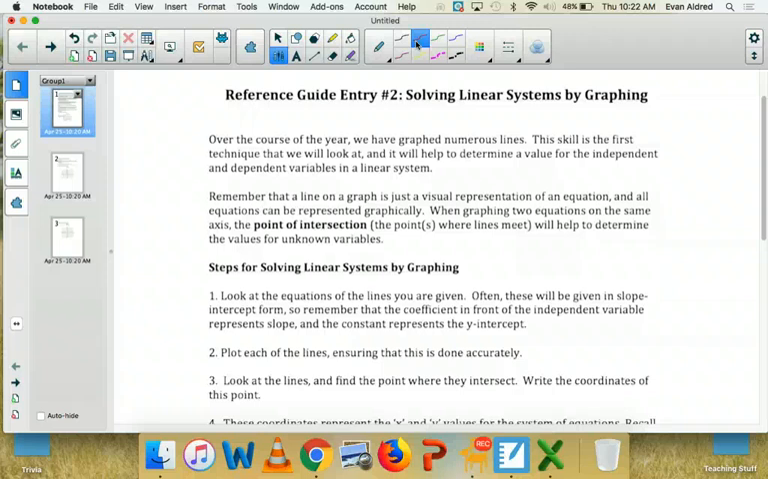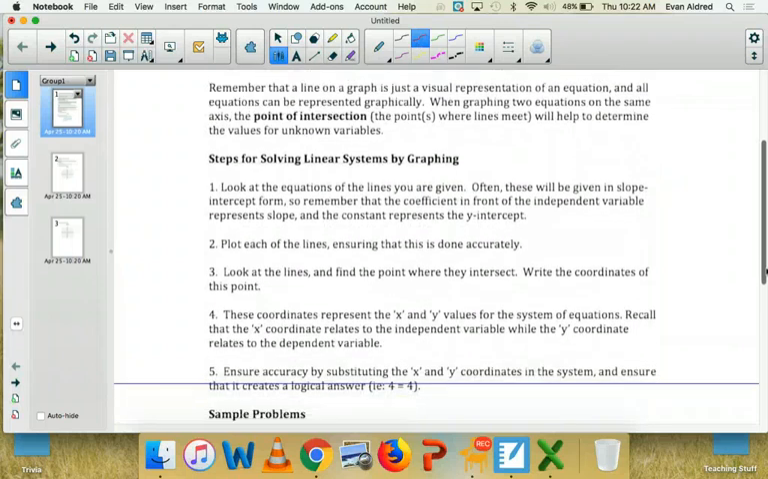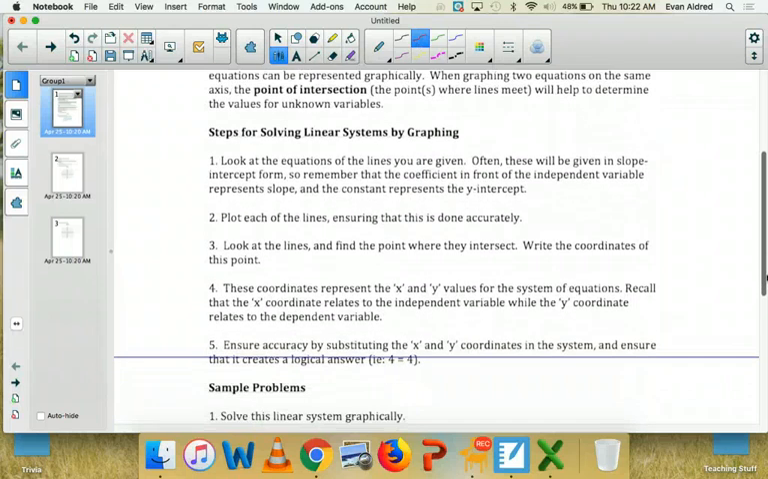All right, the first bit of information gives us our steps for solving linear systems by way of graphing. The first thing you're going to do is look at the equations of the lines you've been given. Ideally, we want these to be in slope-intercept form, that is, y equals mx plus b. If we can, and we will be able to, we're going to arrange it in the form y equals mx plus b if this hasn't already been done for us, remembering that m represents slope and b represents the y-intercept.